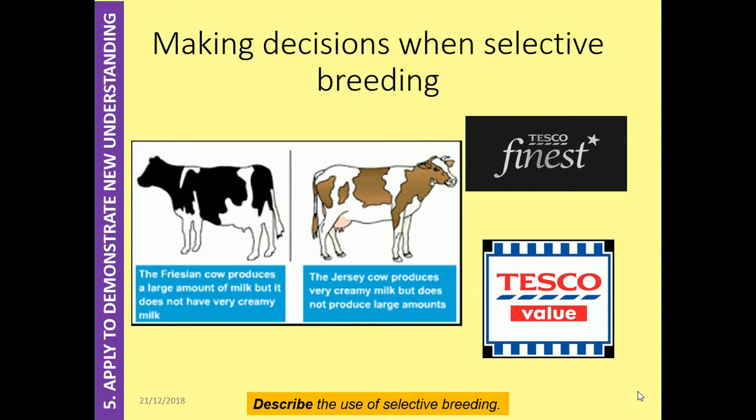And then the Frisian cow is producing not great quality but lots of milk, so we can use that for our Tesco value. Okay, obviously we're not going to reproduce two cows together, it would be a bull and a cow, just to clarify, but you could reproduce a Frisian bull with a Jersey cow, for example. Okay.